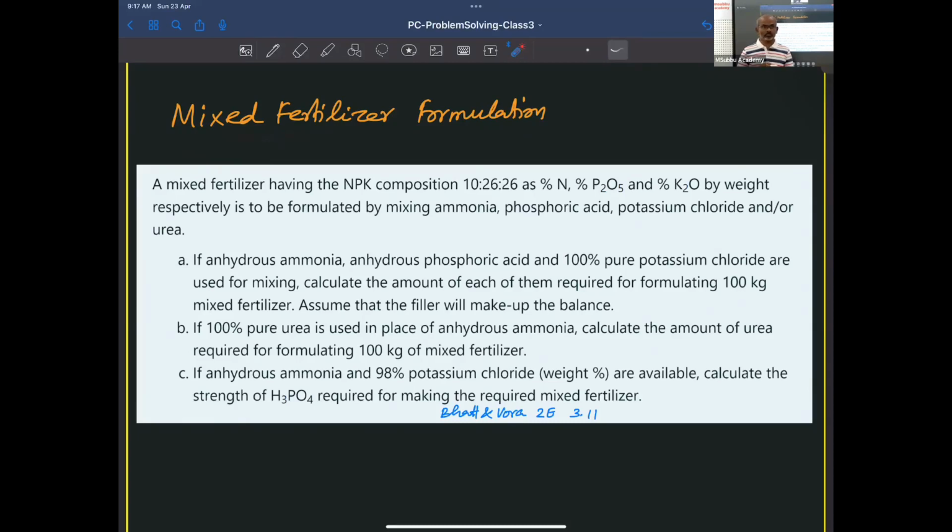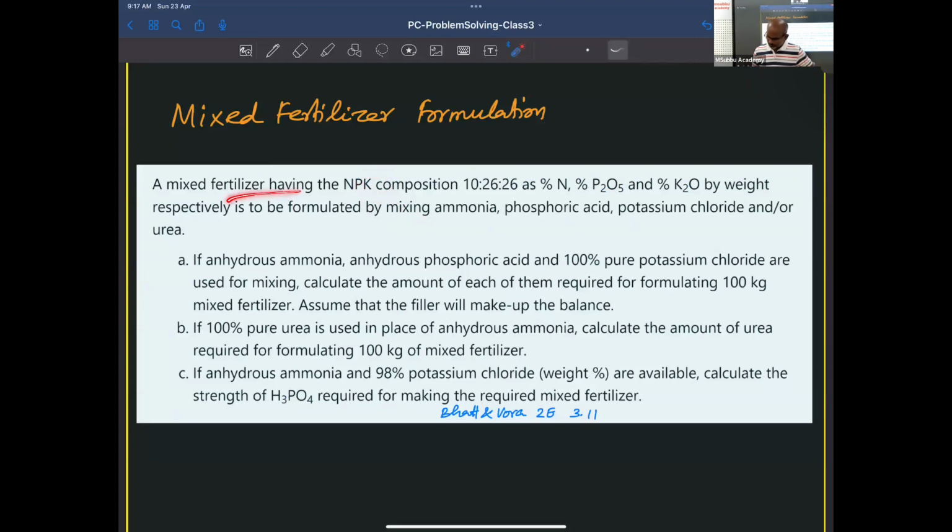This is about mixed fertilizer formulation. Normally these NPK fertilizers are simply prepared by mixing the nitrogen fertilizer, phosphorus fertilizers, and potassium fertilizers. So we have nitrogen, phosphorus, and potassium. Potassium is K, no?